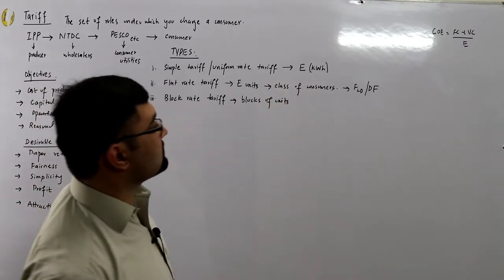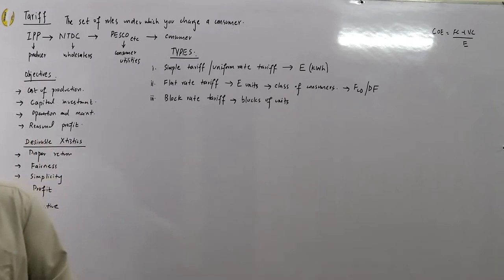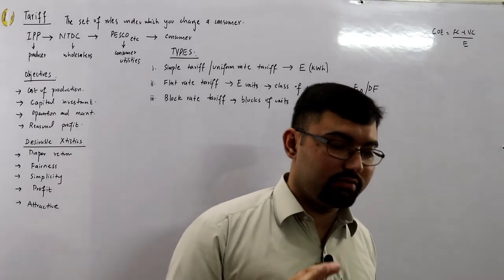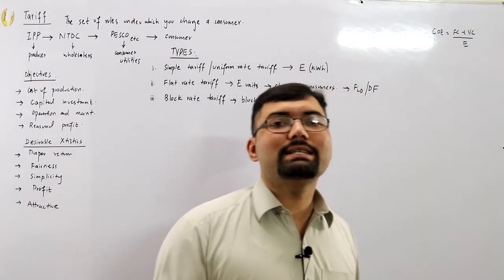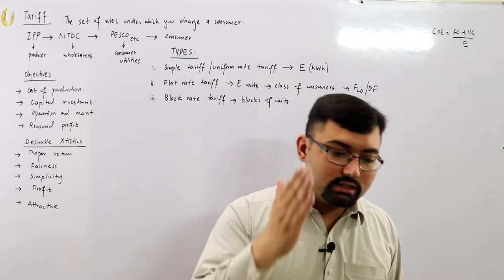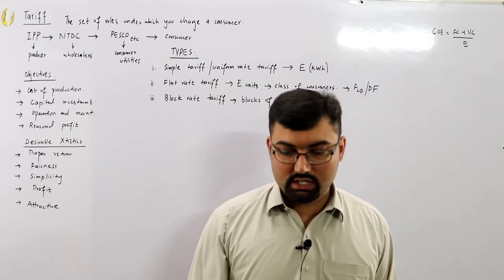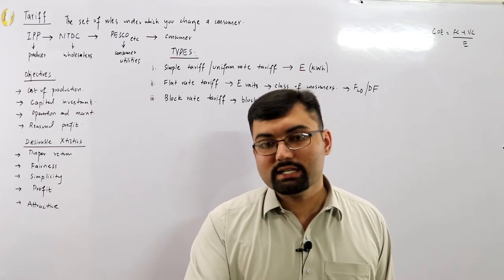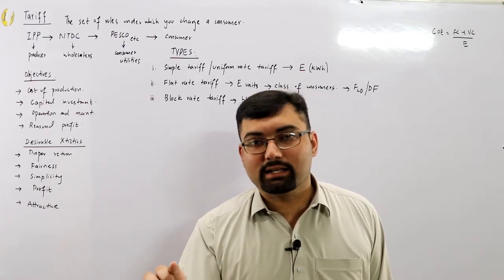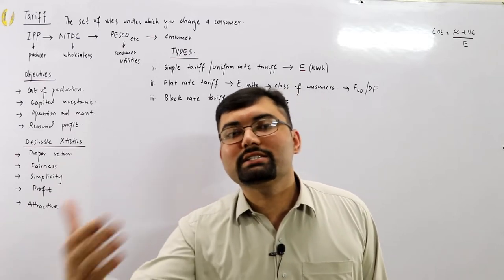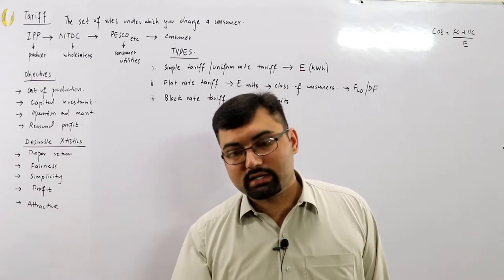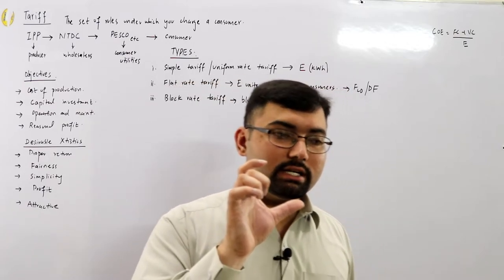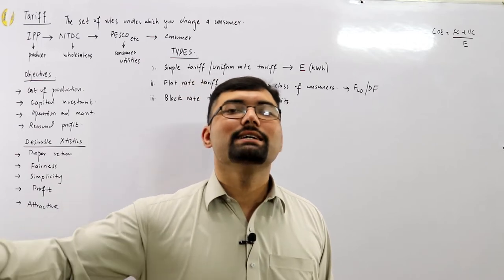What do I mean by blocks of units? For instance, you are using 100 units of energy in one month. So the rates are different. You've divided the units into a certain number of blocks, and the rates are different for each. So for the first 10, the rate is different. For the next succeeding 10, the rate is different. Well, it would be a higher number than 10, but for the first it's different, and for the succeeding it is different.